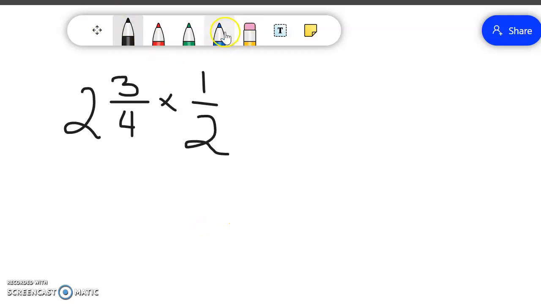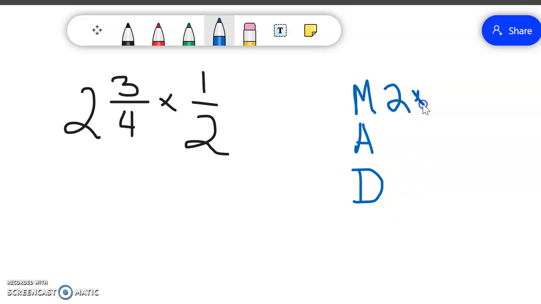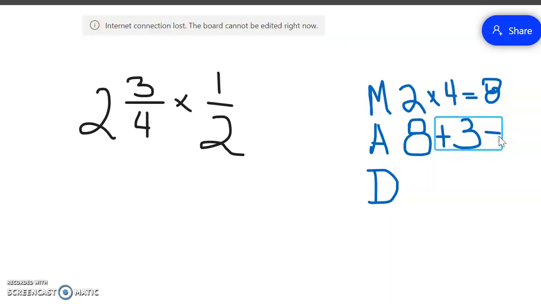Now, before I can multiply 2 3/4 times 1/2, I have to take 2 3/4 and turn it into an improper fraction. The steps that I want to use, Ms. Fowler calls MAD, okay? You want to multiply the denominator and the whole number, which in this case is 2 is the whole number and 4 is the denominator, and you get 8. And then you want to take that product and add it, the A in MAD stands for add, to the numerator, which is 3. 8 plus 3 is 11.